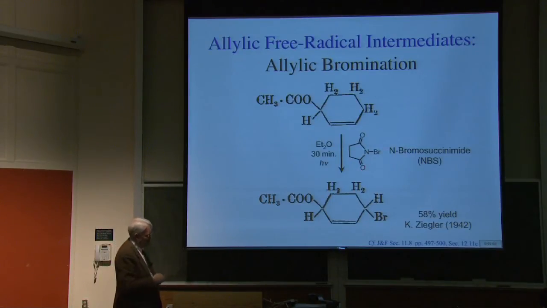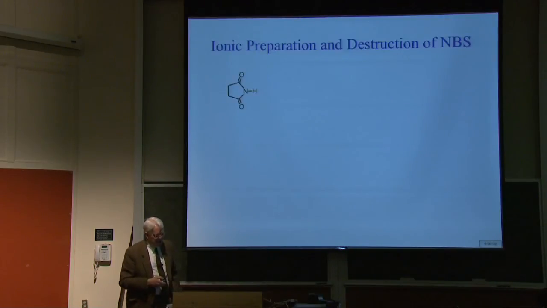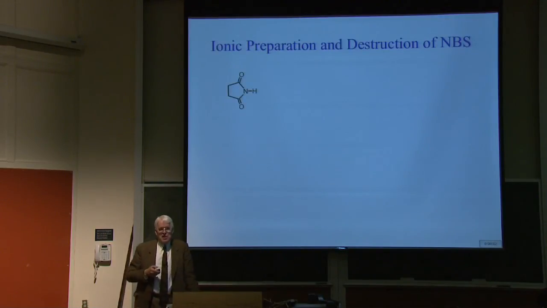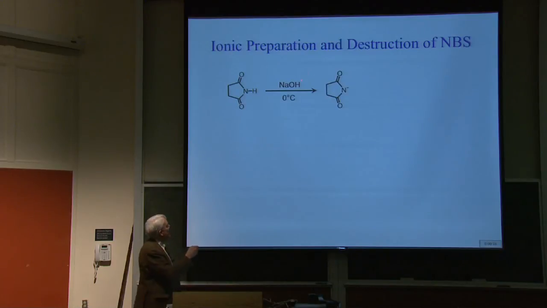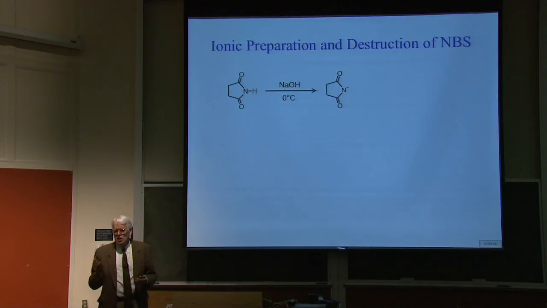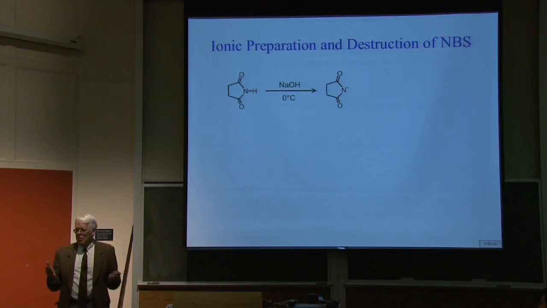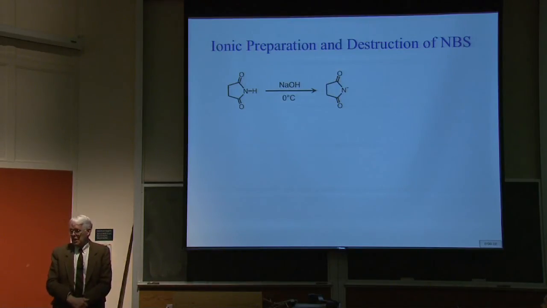Now, where does he get the N-bromosuccinimide? So that compound is succinimide. Okay. He reacted it with base to make the anion. Does it surprise you that that anion can be formed with hydroxide? Remember, NH has a pKa of 30 or something like that, and hydroxide is only 16, the pKa of water. How is it able to pull off that proton?